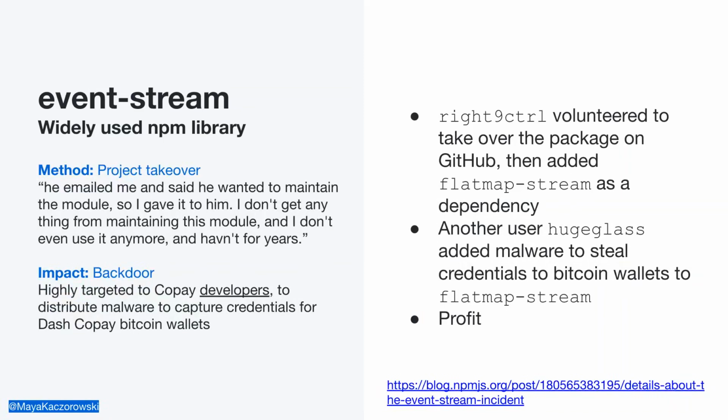Okay, then on September 9th, 2018, Right9Control added a new dependency to EventStream, flatmap-stream. About a week later, on September 16th, they rewrote the code to no longer require that dependency and tried to actually remove that original dependency. The change was made in the code base, but it wasn't pushed through to where the library was hosted on NPM. And then on October 5th, another user, Huge Glass, added malware to flatmap-stream. So then transitively, anybody who was using EventStream was using the flatmap-stream that had malware in it.